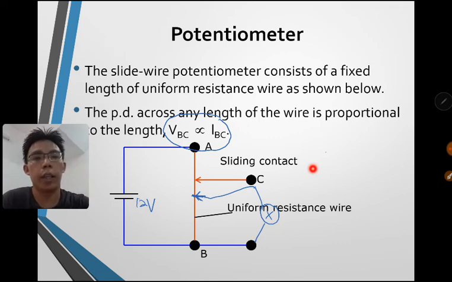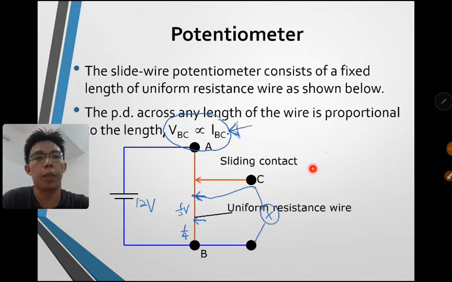You connect it at the middle, then you get half. You connect it at 1/4, then you get a quarter of the voltage. Half, you get half of the voltage. 3/4, you get 3/4 of the voltage. You connect across the whole AB, you get the full 12 volts. So that's based on the potential difference being directly proportional to the length.